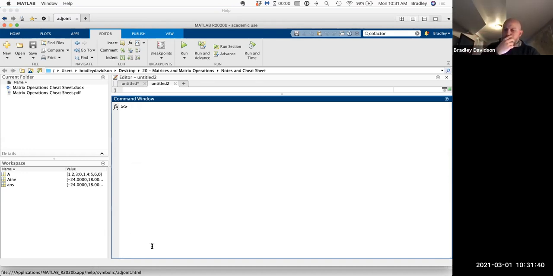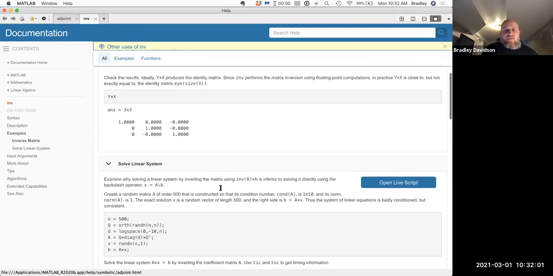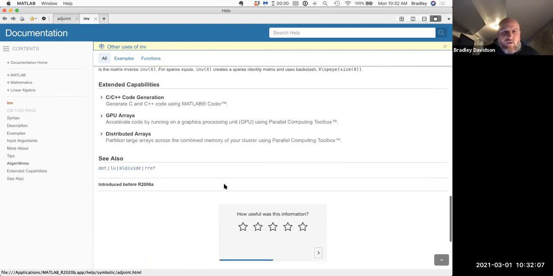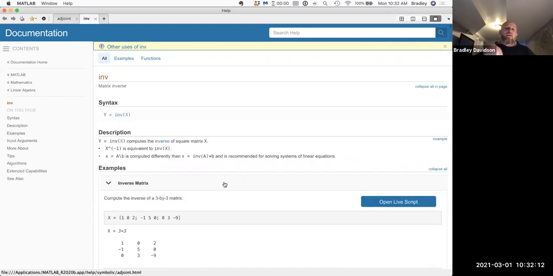And then also check your solutions by doing the adjoint divided by the determinant. Now, the last thing I want to mention is that MATLAB also includes the INV function, which I mentioned earlier in the basic matrix calculations. INV computes the inverse of the square matrix X, and it does this by a process called LU decomposition. So it's not even using what we did here. It's a different, more efficient method to calculate the matrix inverse.